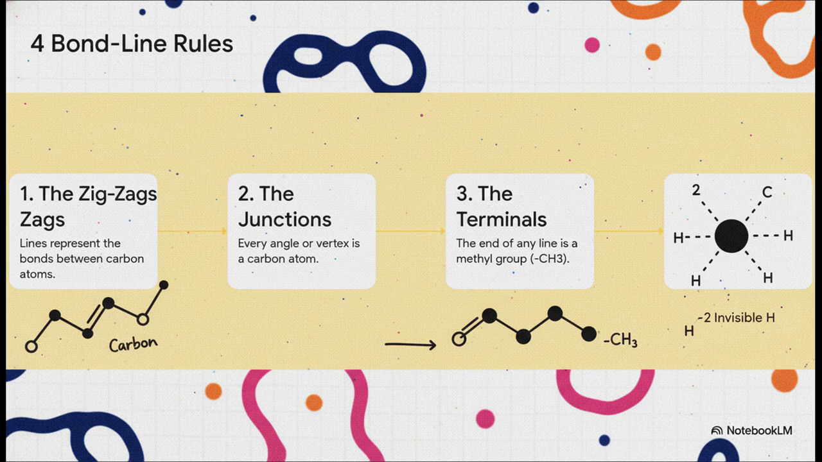Let's just hammer these rules home one more time because they're super important. Rule 1, the lines are the carbon-carbon backbone. Rule 2, every corner and intersection is a carbon atom. Rule 3, the end of any line is a methyl group, a CH3. And Rule 4, the golden rule, carbon always makes 4 bonds. So if you look at a carbon at a corner and you only see 2 lines coming off it, you just know there are 2 invisible hydrogens there to make up the difference.